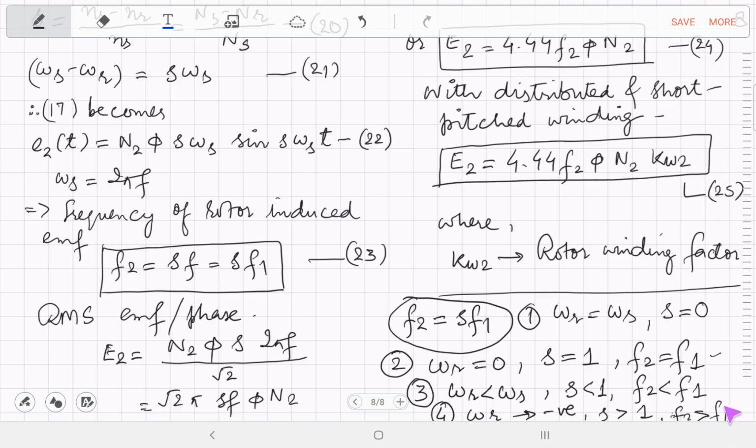So we'll close here. In the next lecture we'll solve some numerical problems on this.